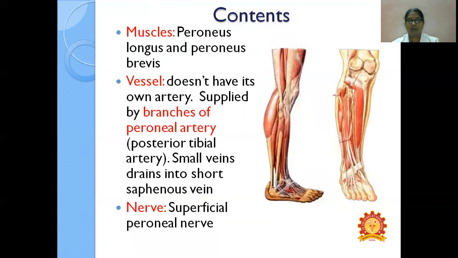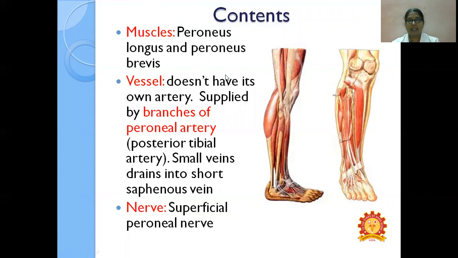Contents, as usual, muscle, vessel, nerves. What are the muscles? Peroneus longus and peroneus brevis. Vessel, this compartment will not have its own artery, but it is supplied by the branches of the peroneal artery, which is a branch of posterior tibial artery. And these vessels are accompanied by small veins, which drain into the short saphenous vein. Nerve is a superficial peroneal nerve.